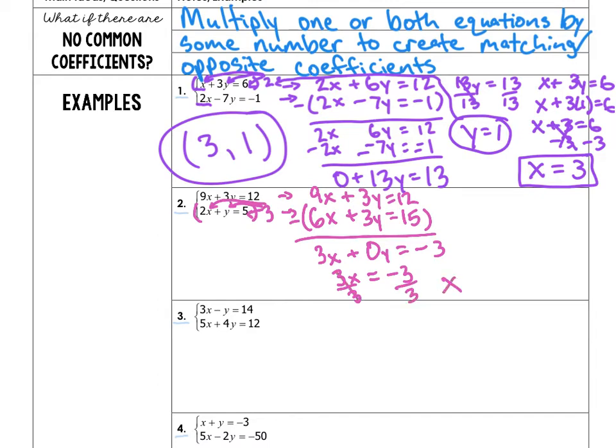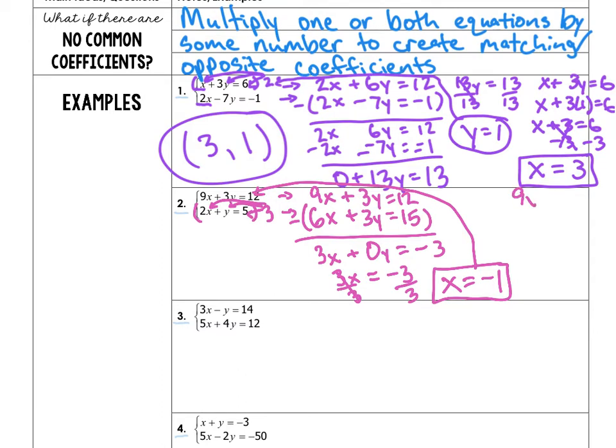This way, I'm getting x all alone, and I can find that x is equal to negative 1. Now remember, we're not done yet. We want to find out what both x and y equal to see if we can find the solution to this system of equations. So I'm going to take this x equals negative 1. I'm going to plug it back into that first equation.